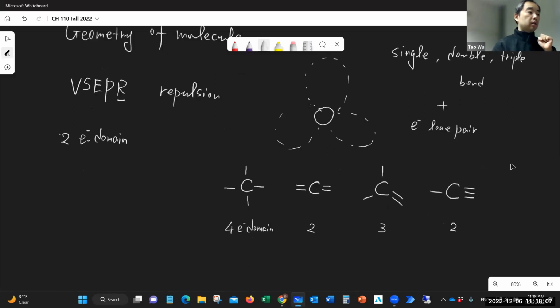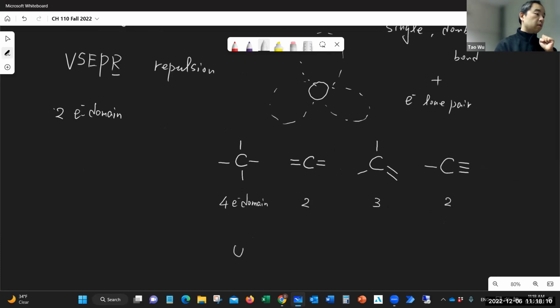Another case is oxygen. Oxygen could have something like this: 2 lone pairs and also 2 single bonds. Again, when we talk about electron domains, we also include the lone pairs, which means this guy has 2 lone pairs that count as 2 electron domains, and 2 single bonds count as 2. So around oxygen, this guy has 4 electron domains.